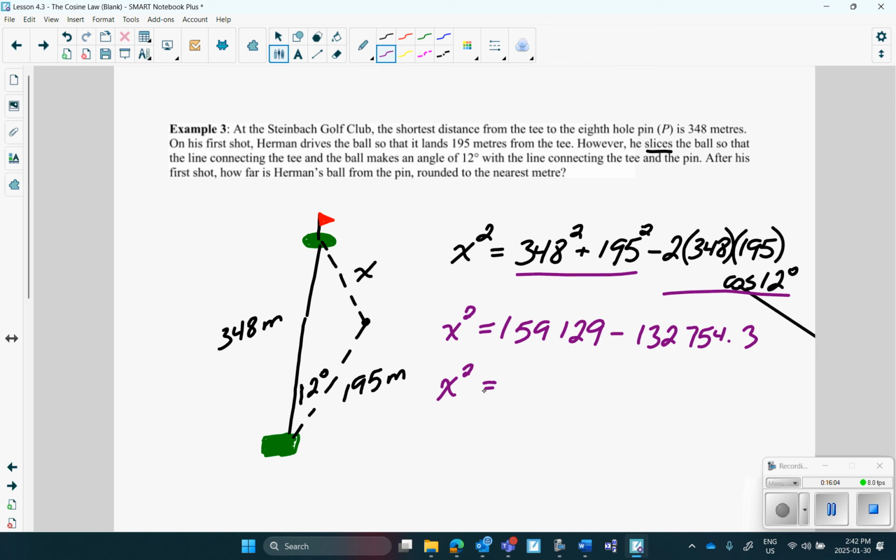And I get 26,374.8. Square root to find the actual distance, and I believe I'm asked to round it to the nearest meter, yes. So if I do that, 162.